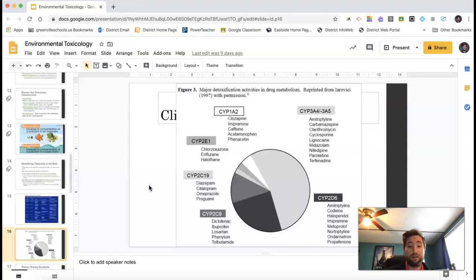Alright, so let's go on to the next slide. This is showing you the different families. It says major detoxification activities in drug metabolism, and it's a pie chart that's showing you different chemicals and which families they are associated with. If you look over here, ibuprofen is down here with CYP2C9. Up here we've got caffeine, we've got diazepam, omeprazole. So there's tons of different families or classes of these cytochrome P450s, or these CYPs, and that's how your body is going to try to detoxify things.